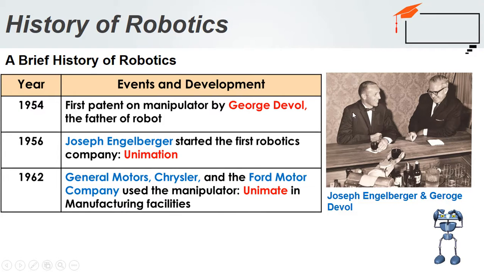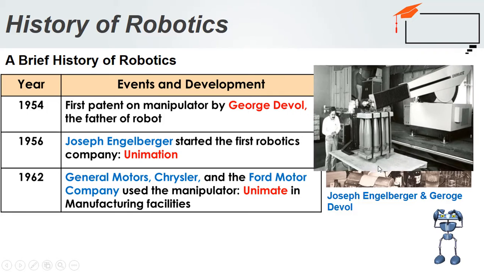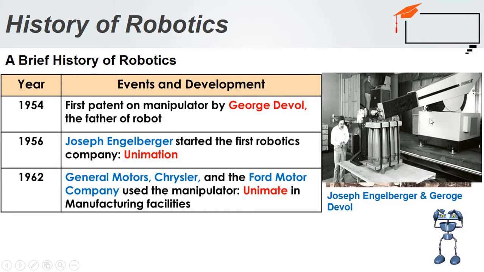He joined with a person who is an engineer, a physicist, and an entrepreneur, Joseph Engelberger, to start a company called Unimation, which produced the robot called Unimate. That robot could be used in various automotive industries such as General Motors, Chrysler, and Ford Motor Company, on their assembly lines where the car body is assembled and comes out as a final product of cars. This is the robot called Unimate.